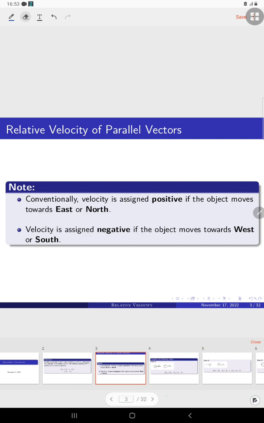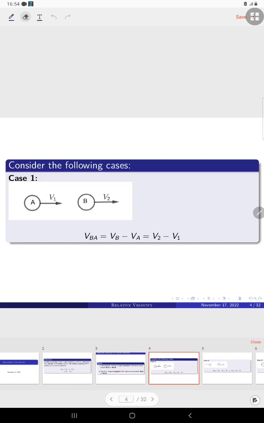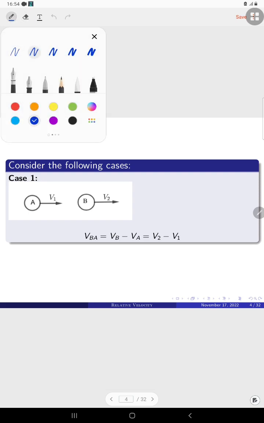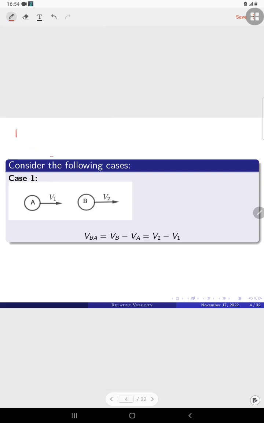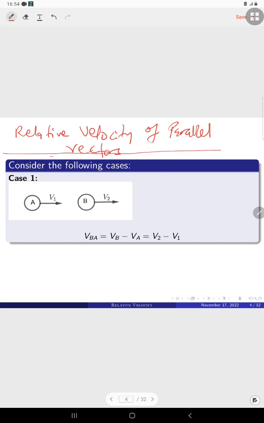I want us to analyze several cases, okay? We are still on parallel vectors, and we are still on relative velocity, so I can write it here: relative velocity of parallel vectors. Right, so we are looking at the first case.